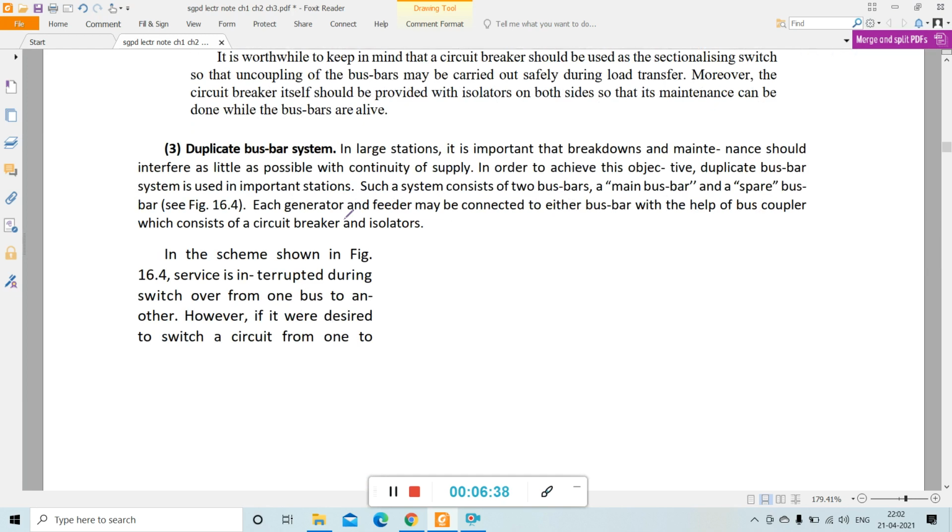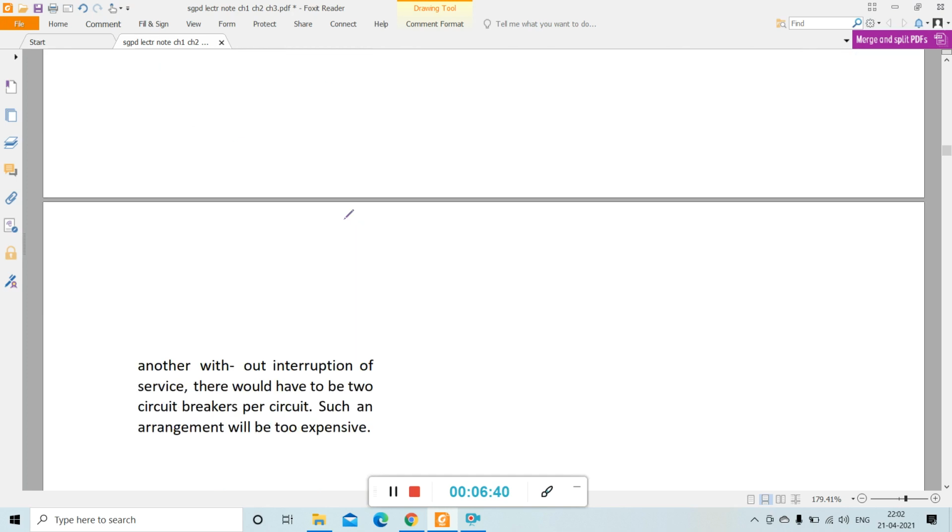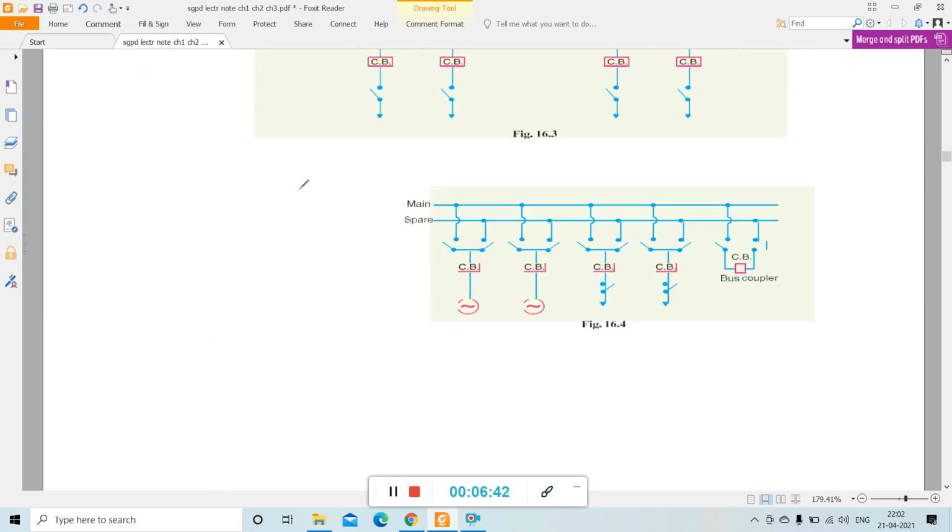Then the duplicate bus bar system. So this is your duplicate bus bar system. See, this diagram is the duplicate bus bar system. Here there is one main bus bar and another one is the duplicate bus bar, also called the spare bus bar. This is the connection of two generators, then these two are the feeders, and these two bus bars can be connected through this bus coupler.